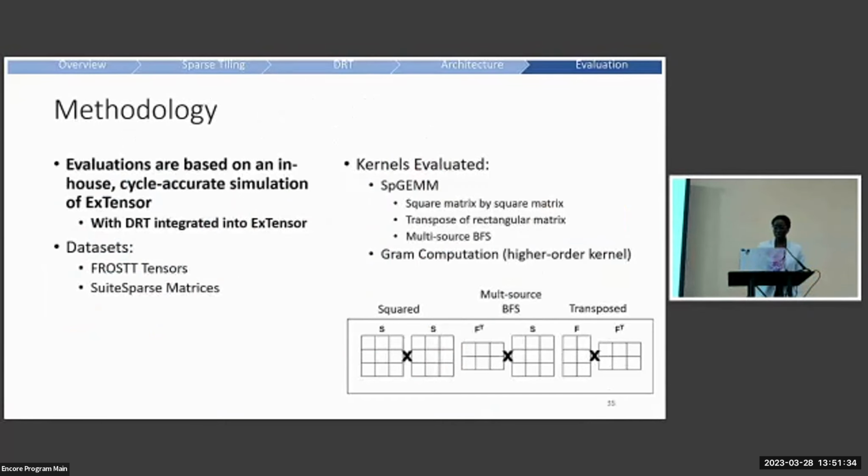To test our tiling approach, we implemented a high-fidelity model of ExTensor and integrated DRT into it, and we call this integrated approach Tactile. We tested over data from the SuiteSparse and FROSTT databases and evaluated SpGEMM and a higher order tensor kernel. And these are the matrix shapes that we evaluated for the SpMM kernel.